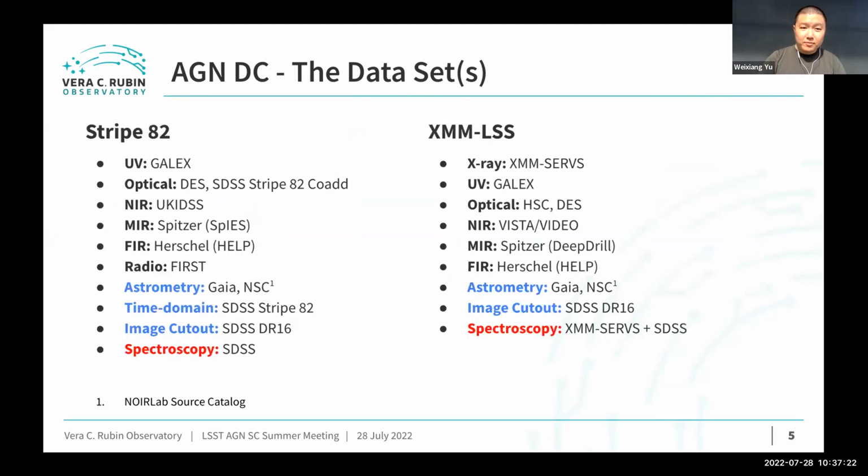So here is a list of the different public surveys that we are taking our data from to compile the data challenge data sets. The data categories that are shown in blue give the data set its multifaceted nature, and the truth table comes from the spectroscopy that's shown in red.